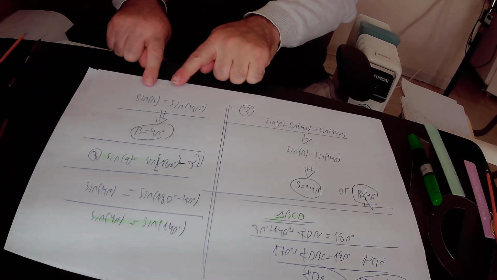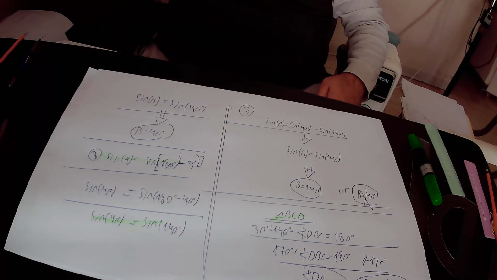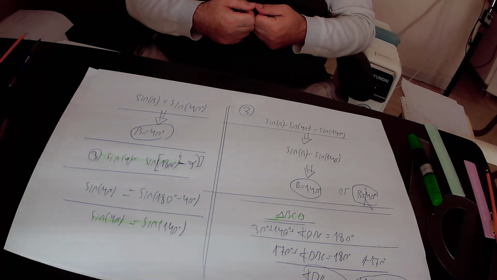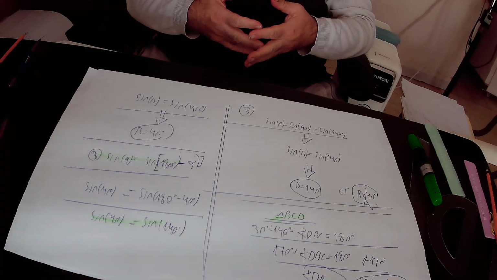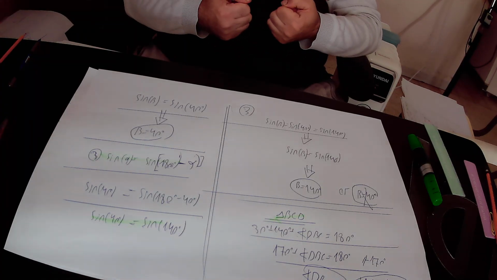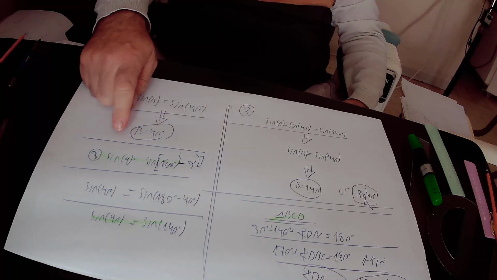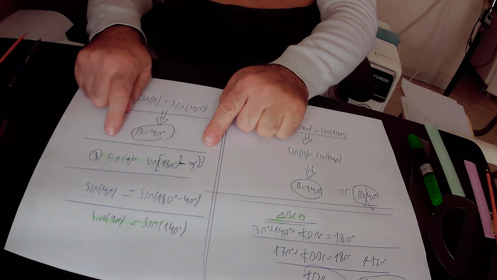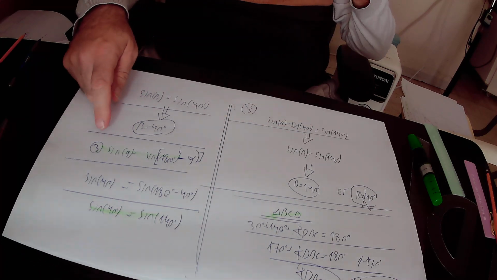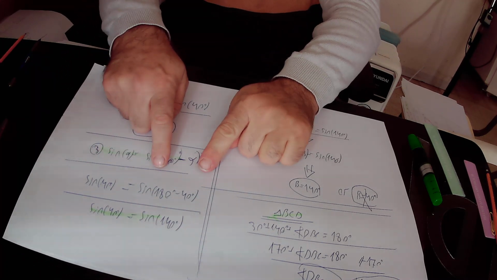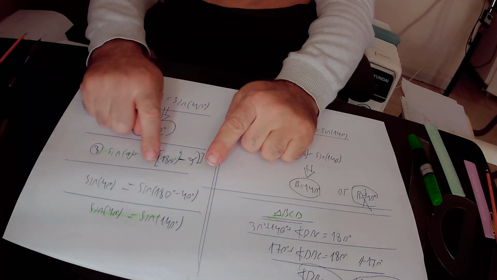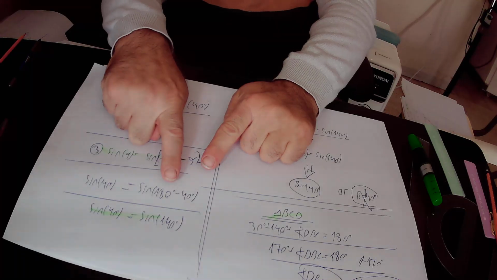We found already that sine beta equals sine 40 degrees. If sine beta equals sine 40 degrees, it means that beta equals 40 degrees in size. But we have another solution for the size of angle beta. According to the first trigonometric identity, sine alpha equals sine of 180 degrees minus alpha. So sine 40 degrees equals sine of 180 degrees minus 40 degrees, which is 140 degrees.